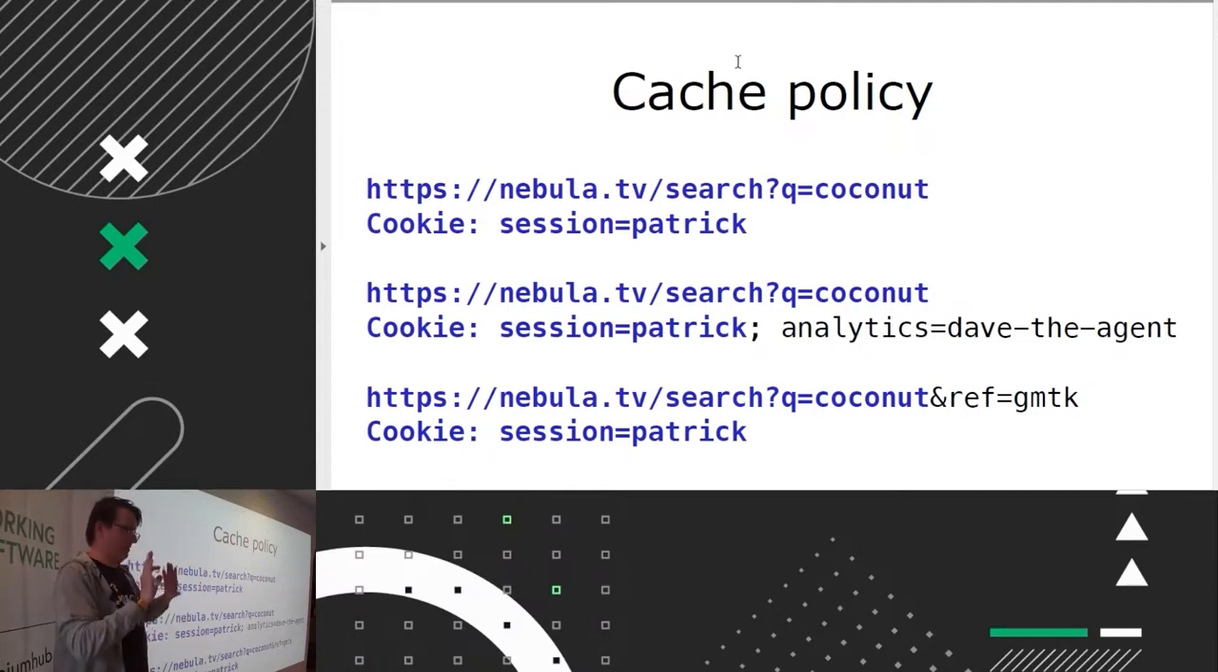So in an example cache policy, we can just say, okay, we care about the query query param, and we care about the cookie session cookie. And that way, all of them, as you can see, with just colors, have the same cache key.